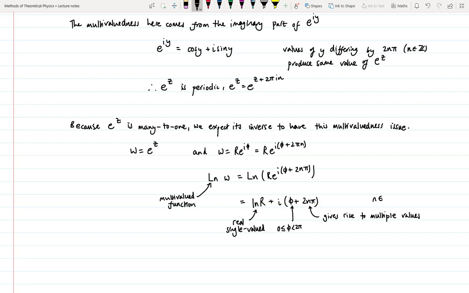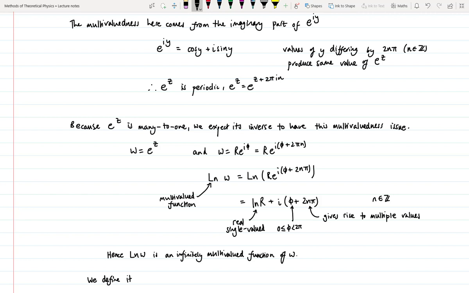I'll note that n is an integer. Clearly from this bottom line, we see that the complex logarithm of w is infinitely multivalued, where those values are dictated by the parameter n. So I will note, hence the logarithm of w is an infinitely multivalued function of w. How do we fix this problem? How do we combat this ambiguity?